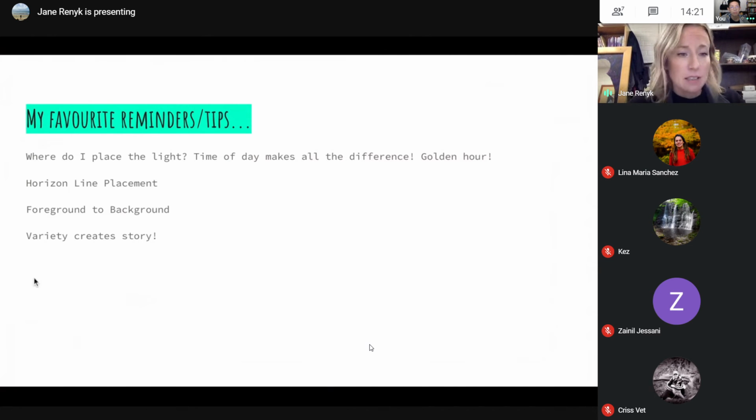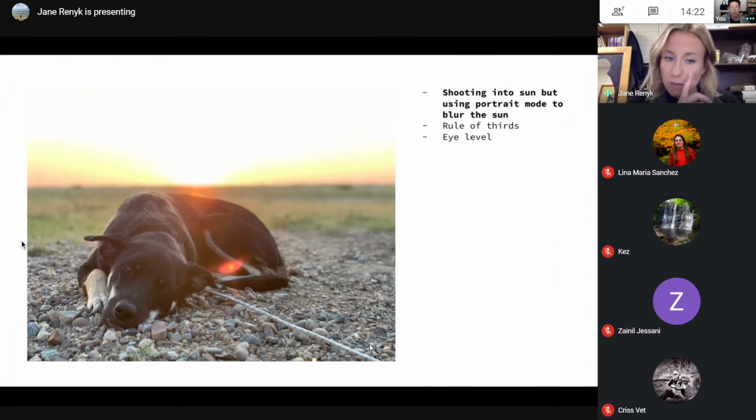The next thing is horizon line placement, whether it's the top or bottom of your frame or crooked, whatever, that's another one that can really affect your shot. Foreground to background, what you're placing in the foreground, middle ground, background, and then at the end of the day, variety. Don't just shoot the same angles.